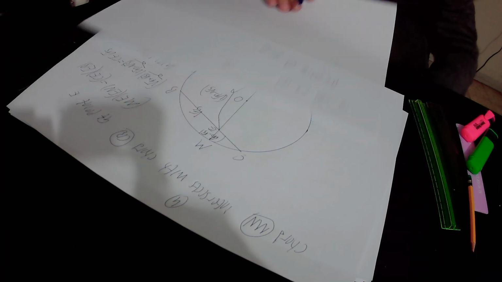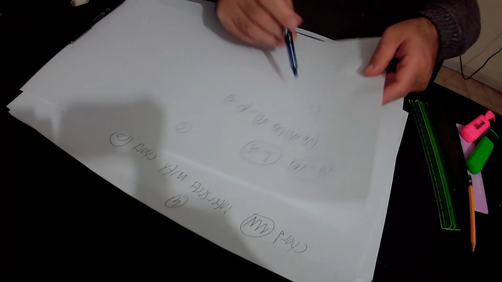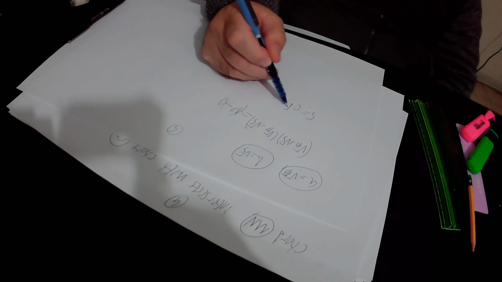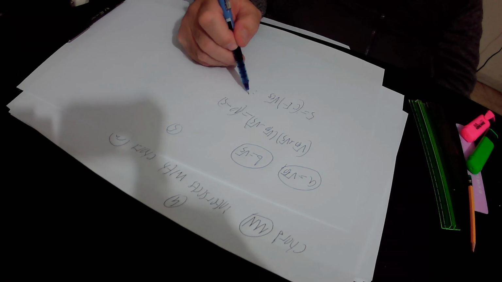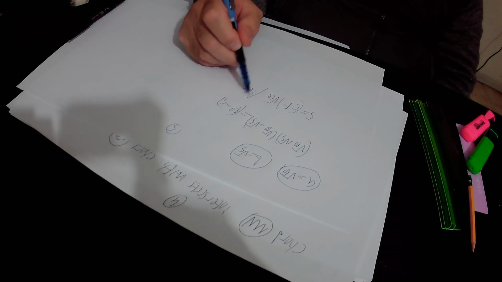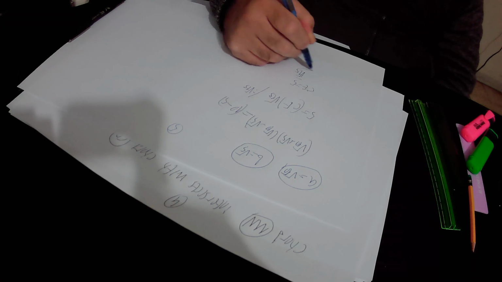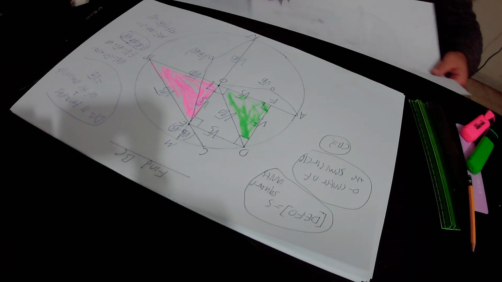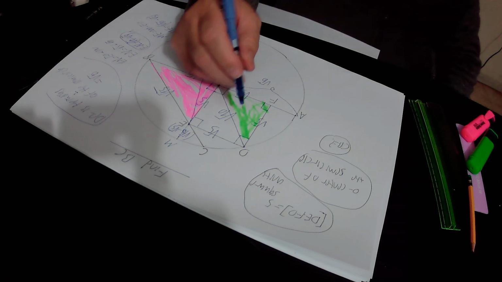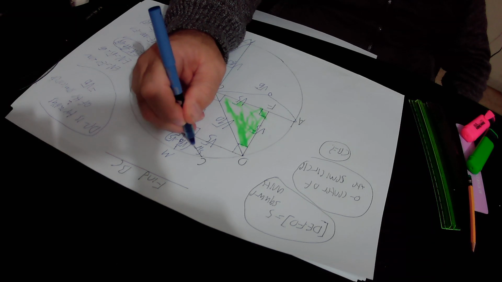According to rule number 2, this expression equals CE times the square root of 15. Here we will divide this expression by the square root of 15, and we get that CE equals 5 over the square root of 15. So the missing line segment here is equal to 5 over the square root of 15.